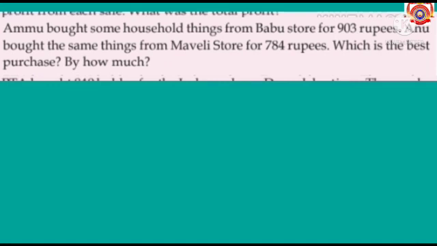Ammu bought some household things from Babu's store for 903 rupees. Anu bought the same things from Maveli's store for 784 rupees. Which is the best purchase? By how much? Children, what is the price at Babu store? Yes, price at Babu store is 903 rupees. What is the price at Maveli store? Price at Maveli store is 784 rupees.